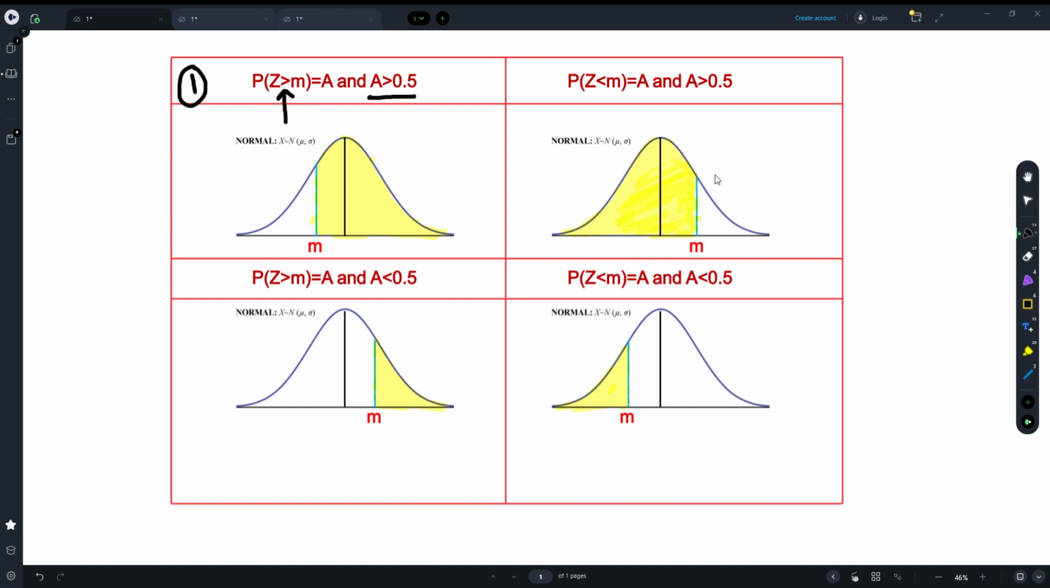Very importantly, your m must be negative. Why must m be negative? Because at the center is always 0, and whatever is to the left is negative and whatever is to the right is positive. To know the position of m, whether it is on the left hand side or the right hand side, you have to check the inequality symbol here and the area, whether the area is more than 0.5 or less than 0.5.